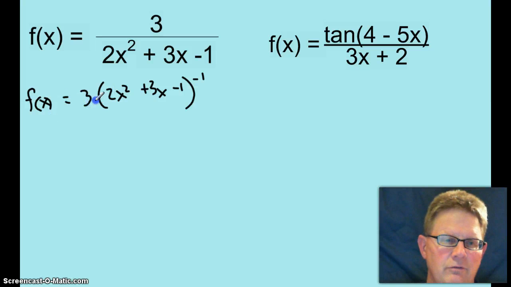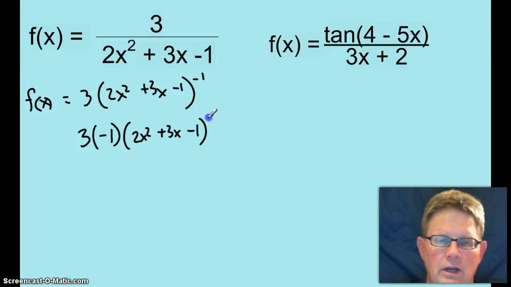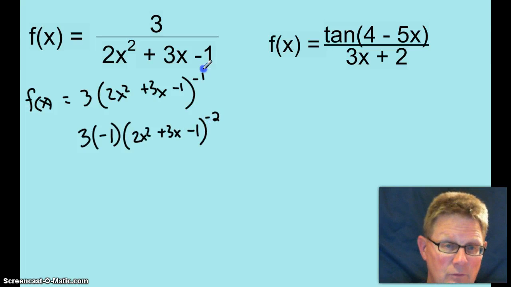So, coefficient out front, don't have to mess with that. So, 3 times, okay, move that exponent out front, negative 1 times 2x squared plus 3x minus 1 raised to the negative 2 power, right? Subtracting 1 from negative 1, negative 2. Now multiply that by the derivative of the stuff inside. 4x plus 3.